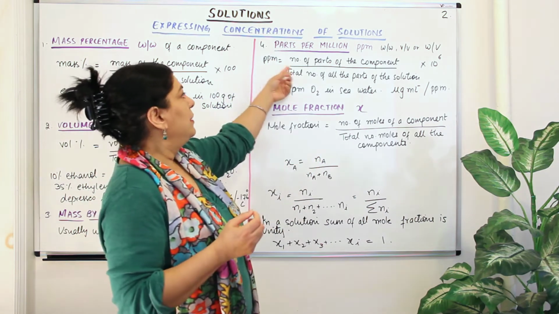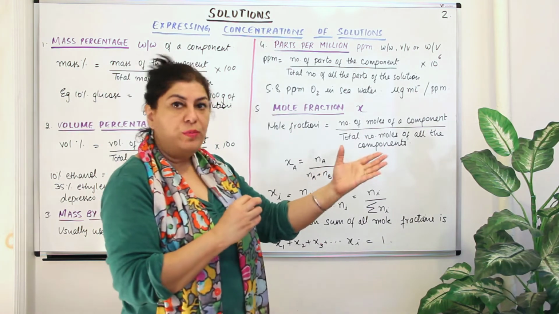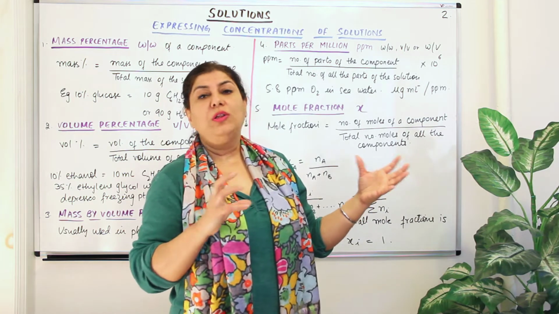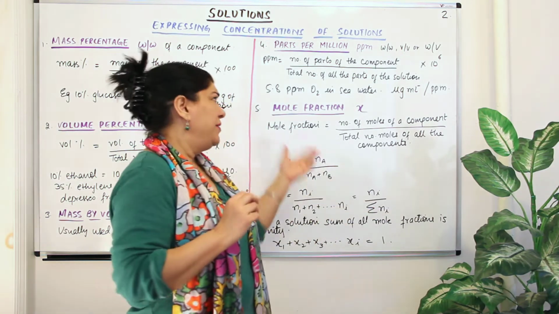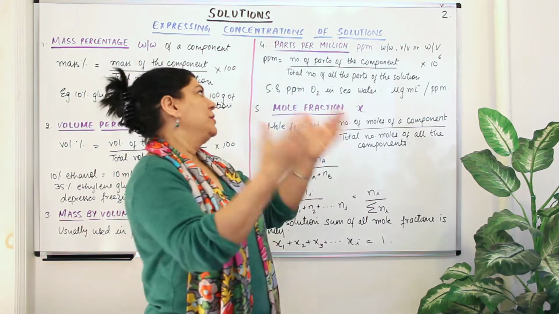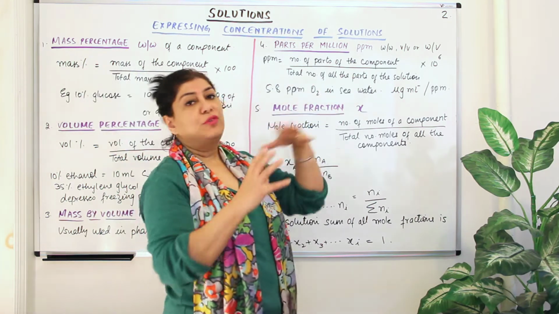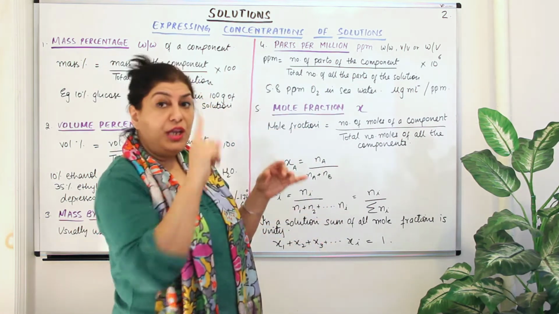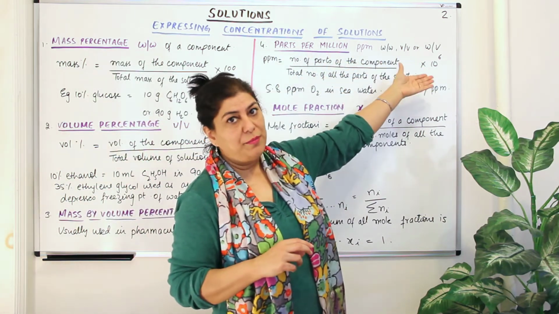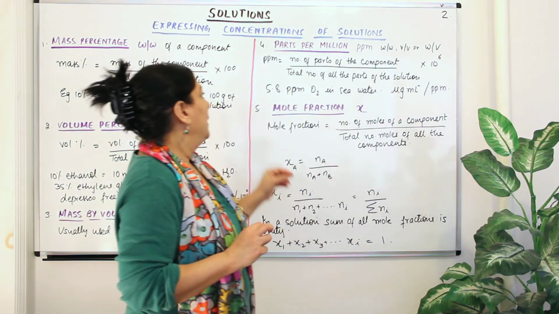So how would you measure the parts per million? The number of parts of the component, either in terms of weight or in terms of volume, upon the total number of parts of all the components in the solution. If it is binary, then the total number of parts of solute plus solvent. If it is tertiary or whatever, then you will need the total number of all the parts of the solution into, for percent it was into 100, for a million it is into a million, and what is a million? Into 10 to the power 6.